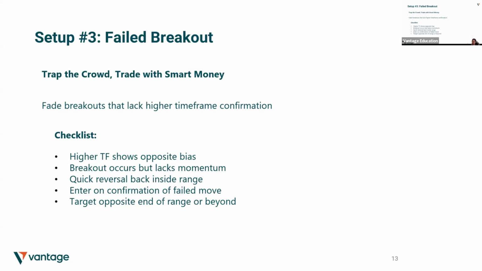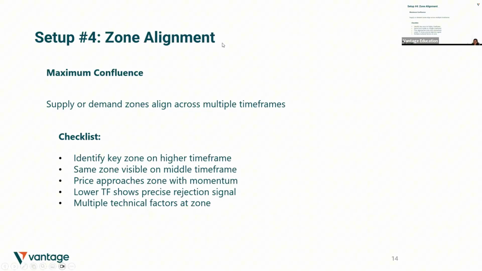Okay. I think this one is talking about a fail breakout. So basically, if you want to trade the breakout, you need to really know how to draw the range, and you need to wait for the body to close above the range. Then you trade. Okay. Setup number 4, zone alignment, maximum confirmation.